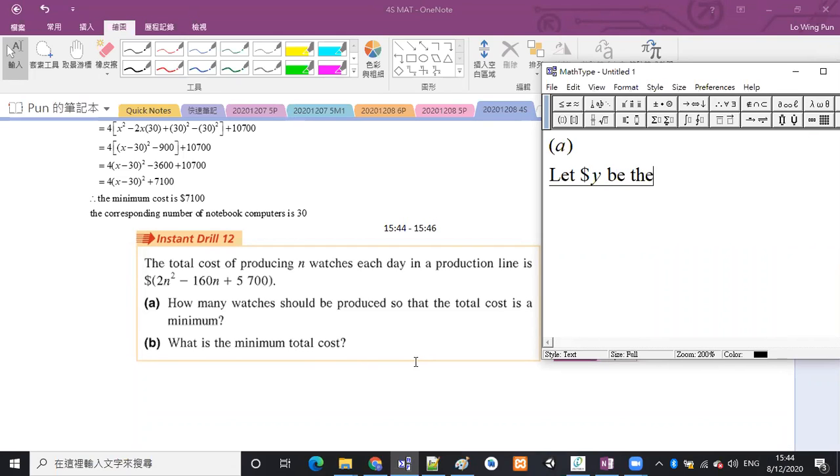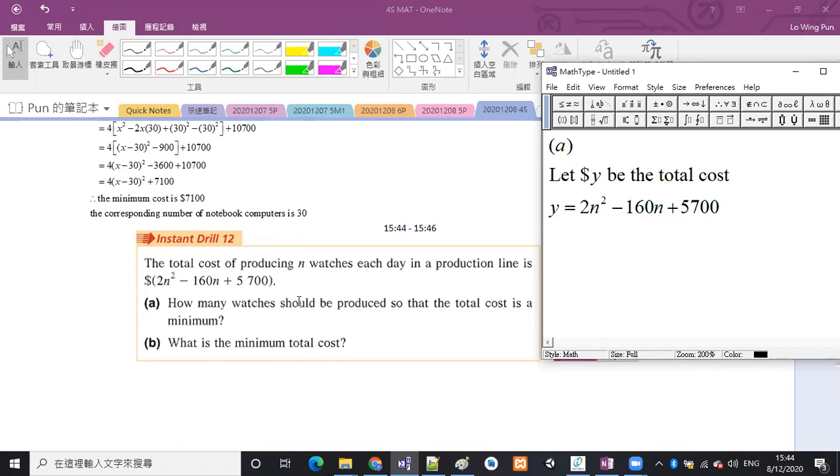So in part A, you can use y as well. Let y dollars be the total cost. Okay, and then y will be equal to 2n squared minus 160n plus 5,700. Okay, and in part A, the question asks you how many watches should be produced so that the total cost is a minimum.